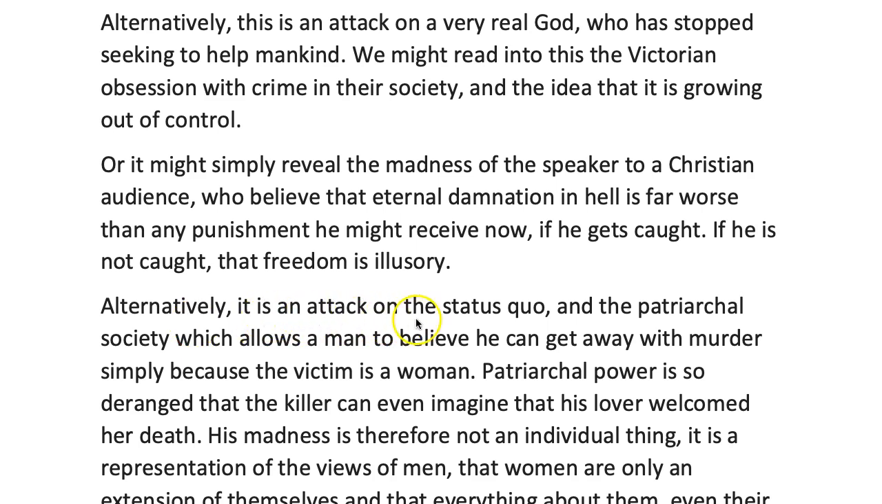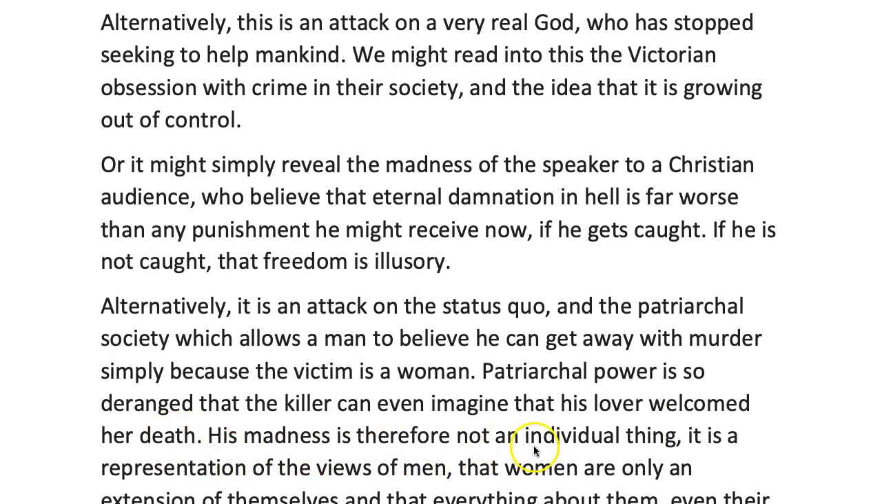Alternatively, it's an attack on the status quo and the patriarchal society, which allows a man to believe he can get away with murder simply because the victim is a woman. So this is a patriarchal reading that says only a man could imagine this in this society where everything in society is geared up towards male power and male advantage. Patriarchal power is so deranged that the killer can even imagine that his lover welcomed her death.